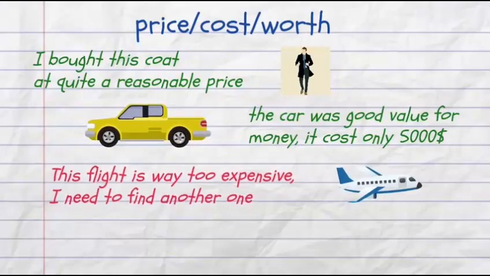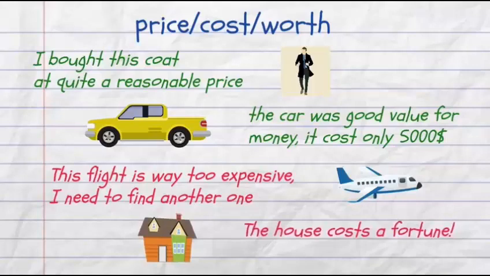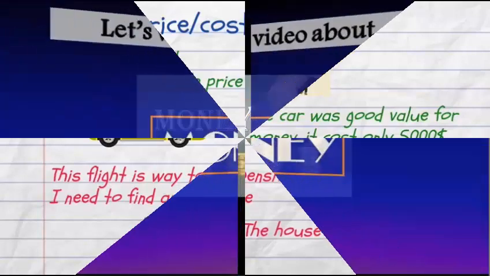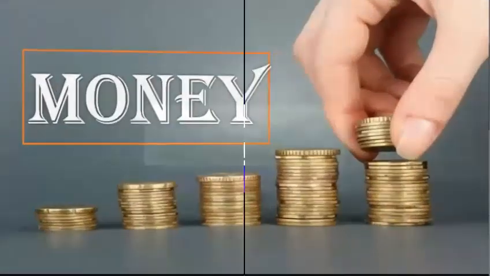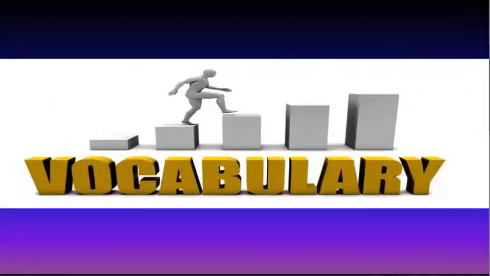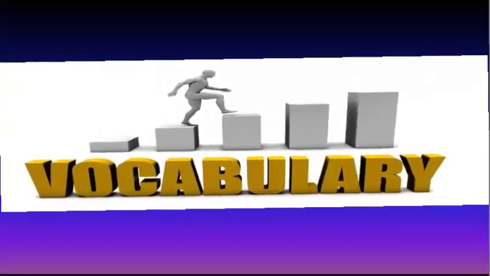This flight is way too expensive, I need to find another one. The house costs a fortune. After watching the video about this thing, let's start studying the key vocabulary, the main vocabulary of this lesson before we read an article about the qualities of a good bank manager.